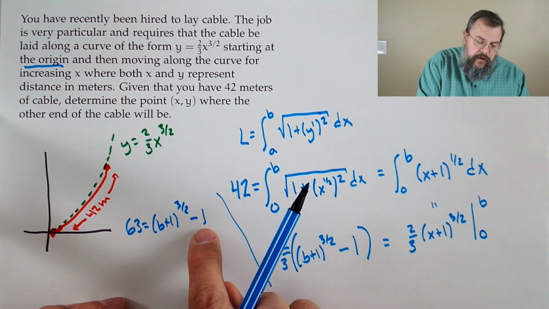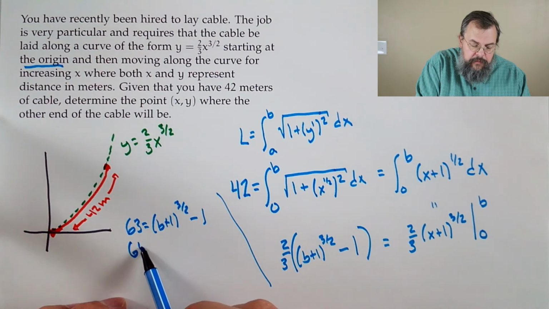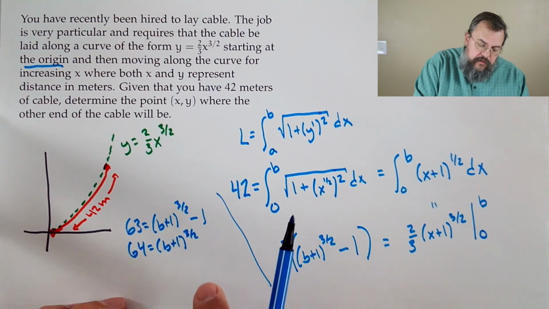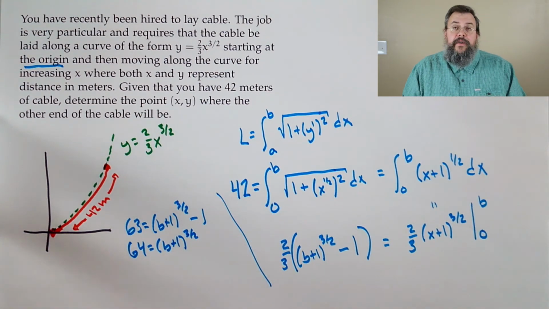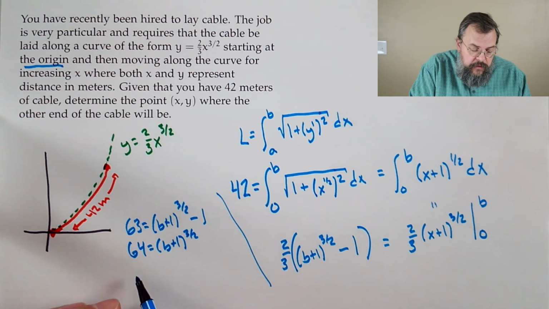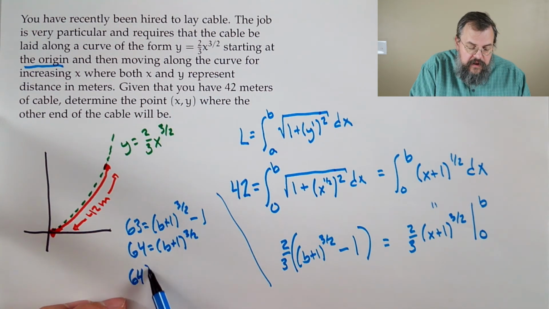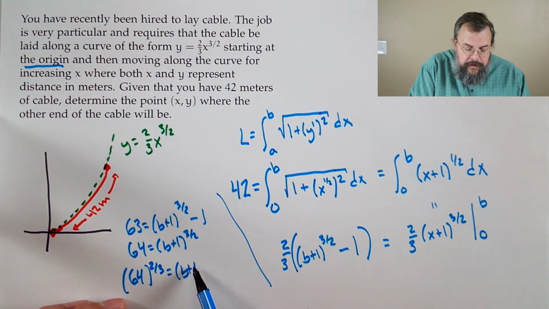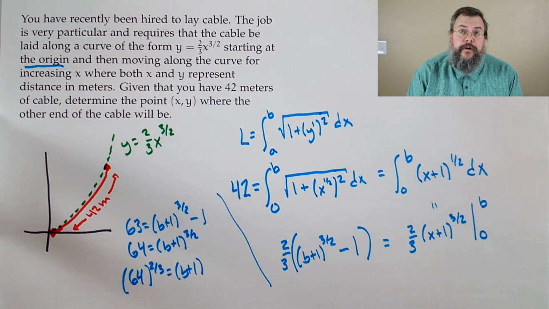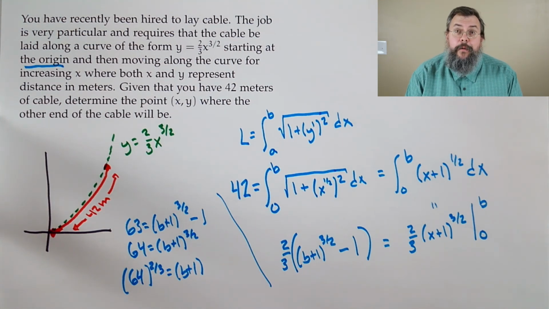Well, let's move the minus 1 over. 64 equals b plus 1 to the 3/2. Well, let's get rid of the 3/2 power. So the way to get rid of the 3/2 power is to take both sides to the 2/3 power. So we have 64 to the 2/3 is equal to b plus 1. Of course, now we start to wonder, well, what is 64 squared? 4,096, right? Well, of course, that's not what we would do.